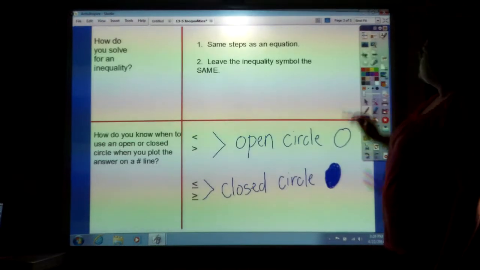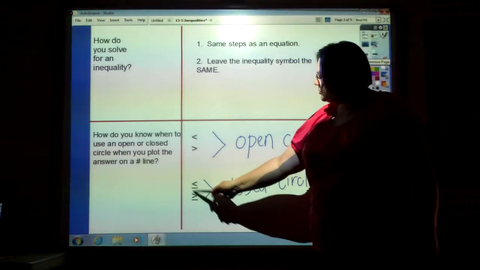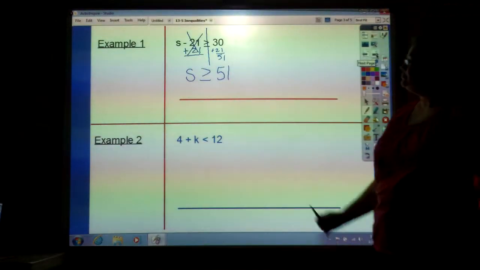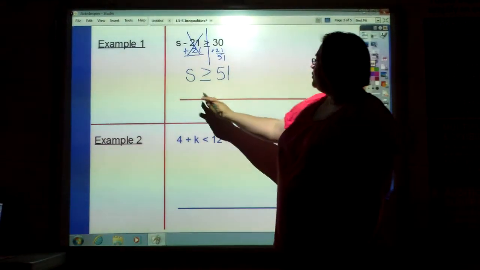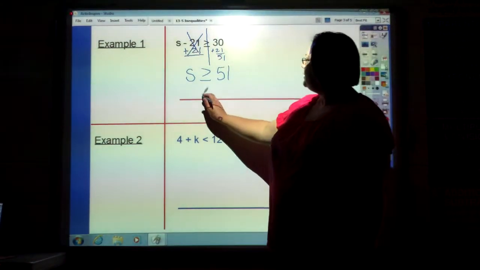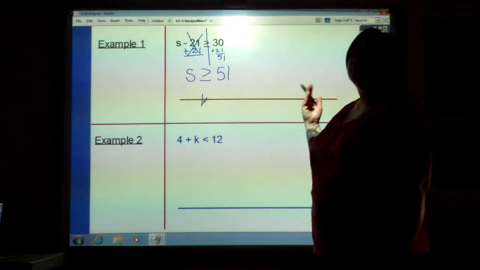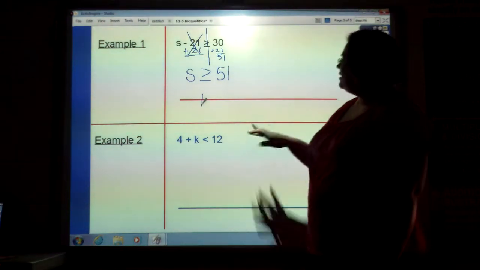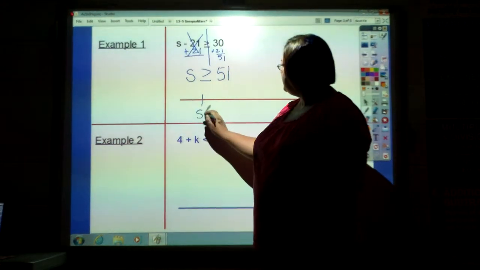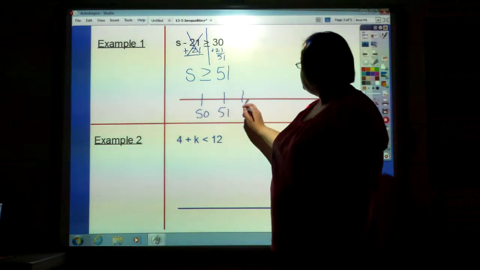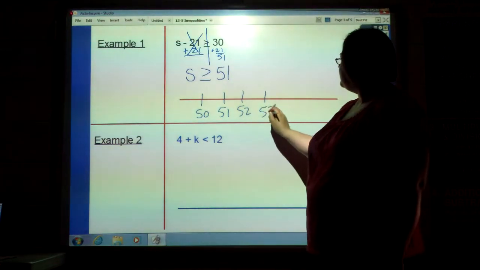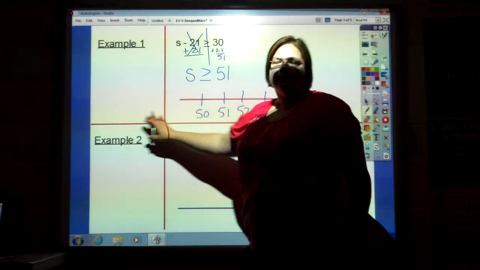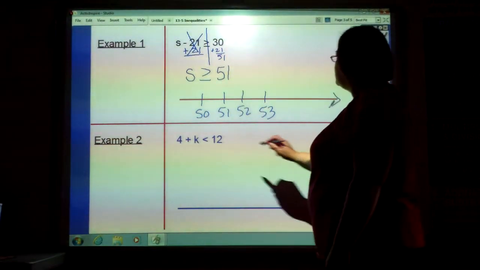We just said on the previous screen that if we have the equal to underneath, we use a closed circle. So, we're going to make a number line here, and you don't have to have every single number 0 to 51 or on the other side 0 to negative 51. Just put some numbers on here. We'll put 50, 51, 52, 53. Okay, that's good enough. We know that the numbers going this way are increasing and the ones going that way are decreasing. So here's our number line.